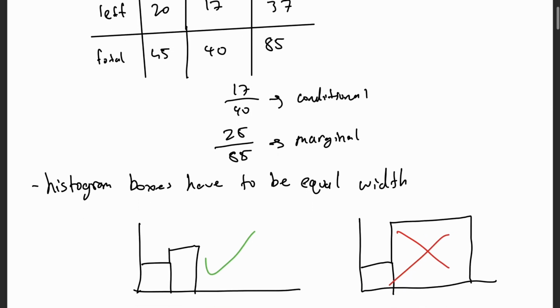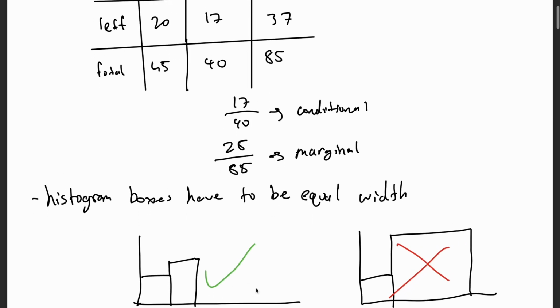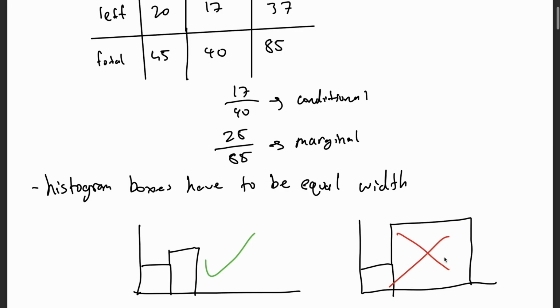Now one more important fact that you probably want to remember, besides the marginal and conditional counts, is the histogram boxes. This is very important. Make sure the histogram boxes are equal width when you're drawing them, especially for your FRQs. They don't have to be exactly the same width. The one on the left is not exactly the same width, but it's roughly the same, while the one on the right isn't even close to being the same width. Therefore, the one on the right would be unacceptable, while the one on the left would be acceptable.